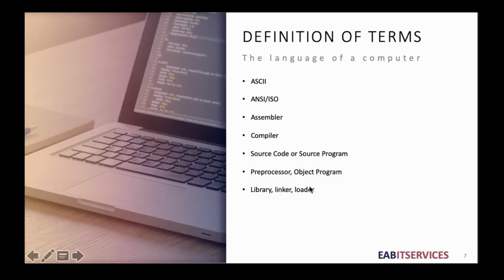And the last one is a loader. Now, this is a program that loads an executable program into main memory. Remember, the libraries are predefined or pre-written codes that come with the C++ language and are stored in a library. And the linker here links our object program, which is the compiled or translated equivalent machine language, to the library. The loader then loads this executable program into the main memory for it to be executed.